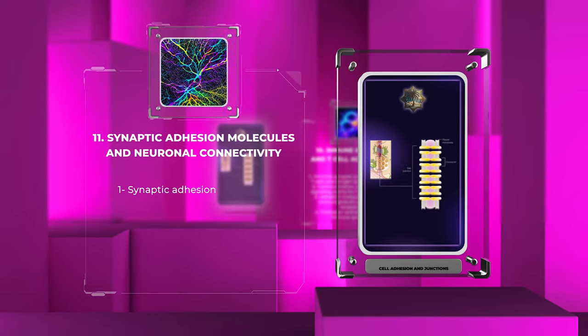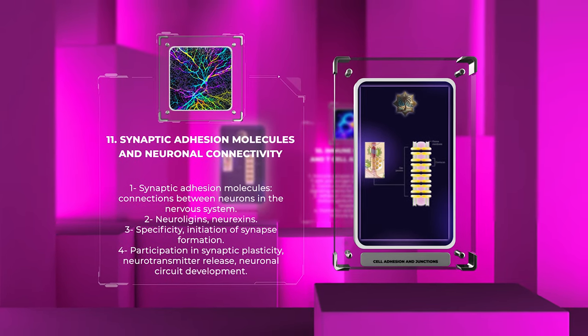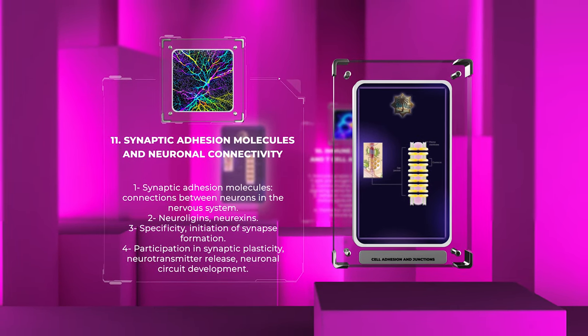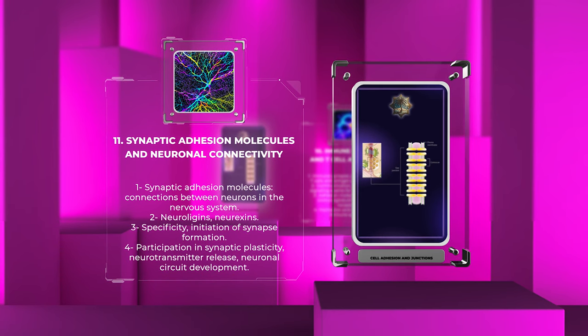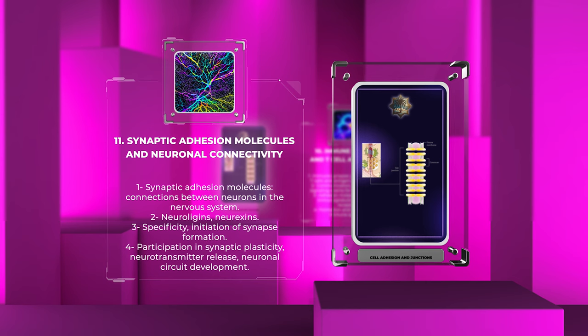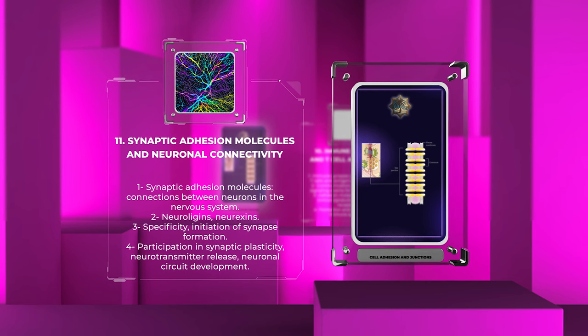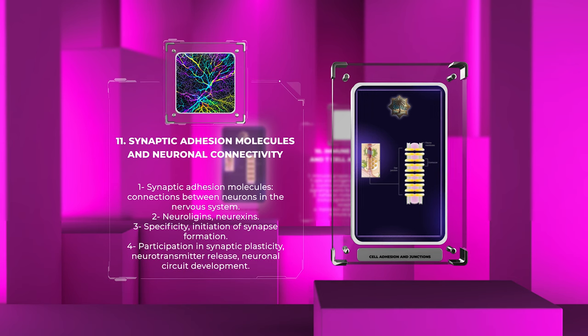Synaptic adhesion molecules dictate the formation and strength of connections between neurons and the nervous system. These molecules, such as neuroligins and neurexins, interact with specificity and initiate synapse formation. Synaptic adhesion molecules participate in synaptic plasticity, neurotransmitter release, and neuronal circuit development.